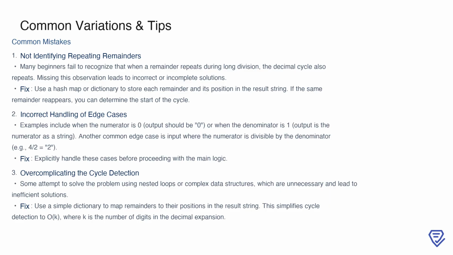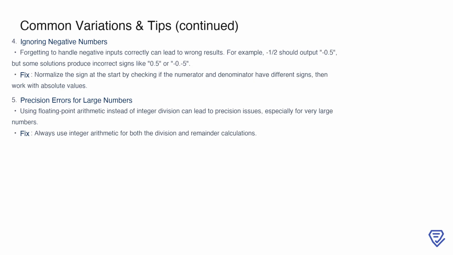Finally, some people tend to overcomplicate cycle detection by using nested loops or unnecessary data structures, which can make the solution inefficient. Instead, stick to the dictionary approach for mapping remainders to positions. This keeps the cycle detection straightforward and efficient, running in linear time relative to the number of digits in the decimal expansion. Another issue to watch out for is ignoring negative numbers.